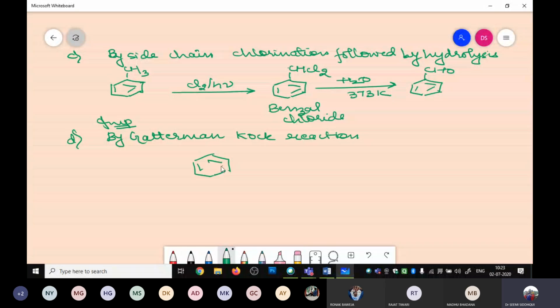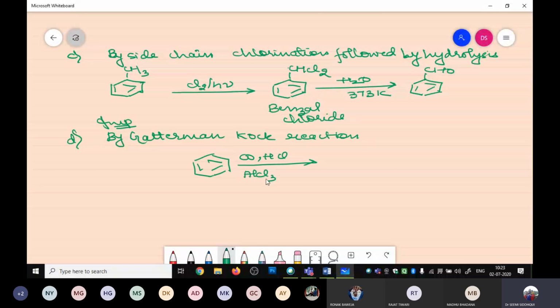We are going to take the benzene. This benzene or benzene derivative is treated with carbon monoxide and HCl. Now when you take the carbon monoxide and HCl, there is the presence of ammonium chloride over there. These both should be present.